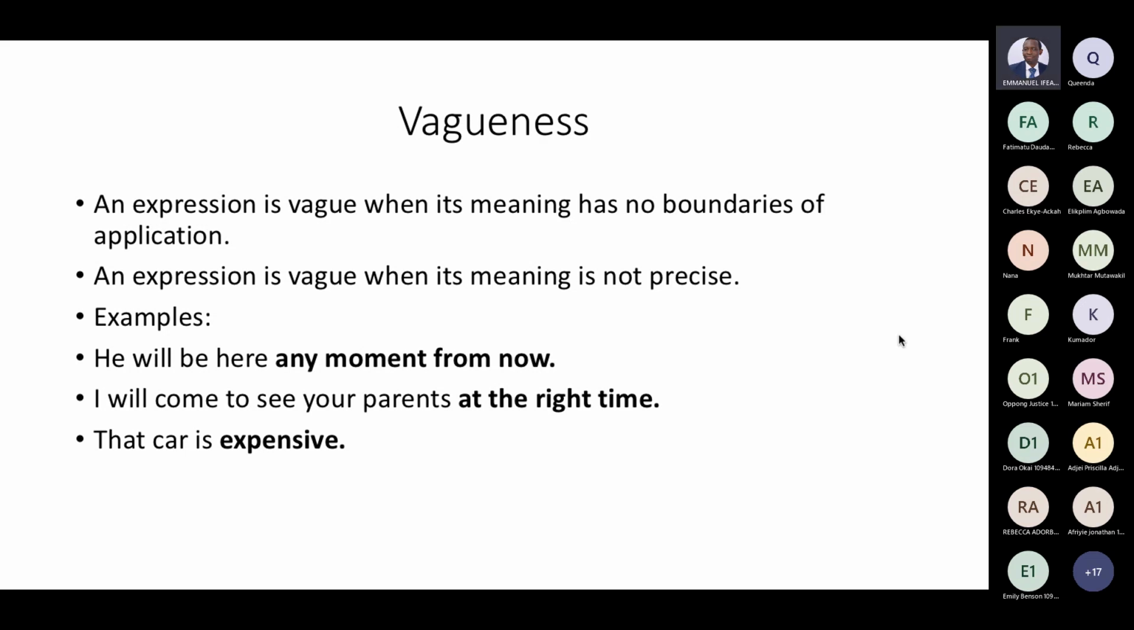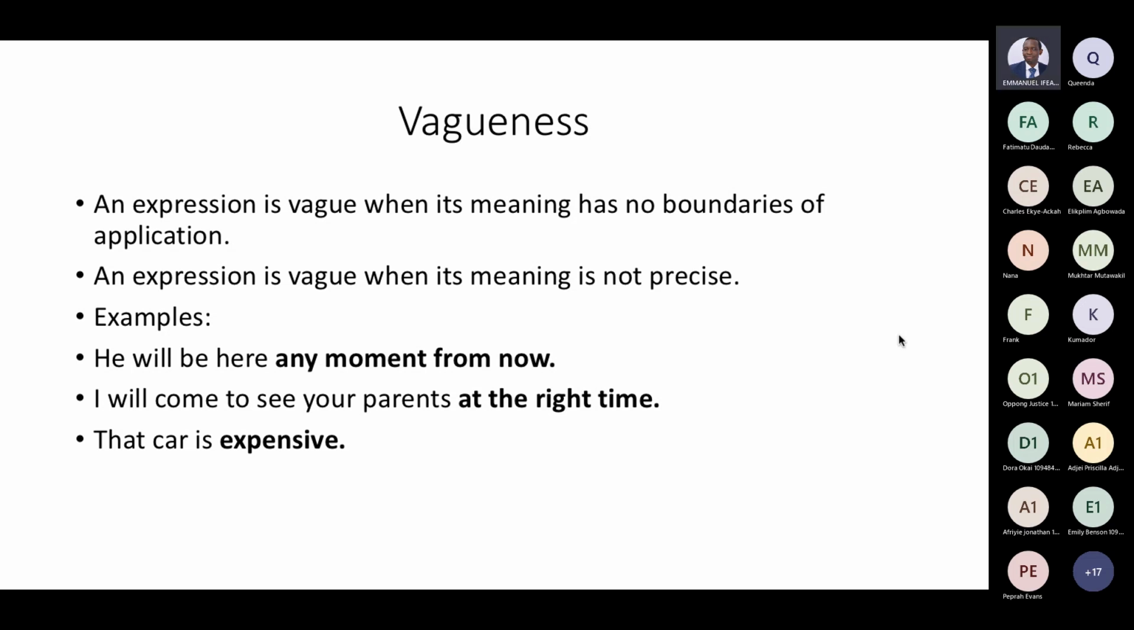The phrase "any moment from now" has no boundary of application. I mean, it's just any moment from now until thy kingdom comes. So you really don't know when to expect his coming. Another example: I will come to see your parents at the right time. "At the right time" also has no boundary of application.